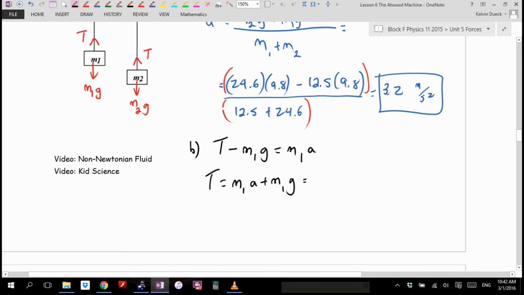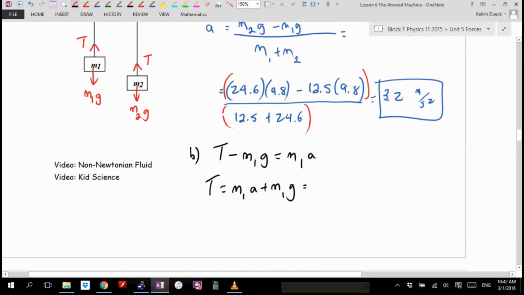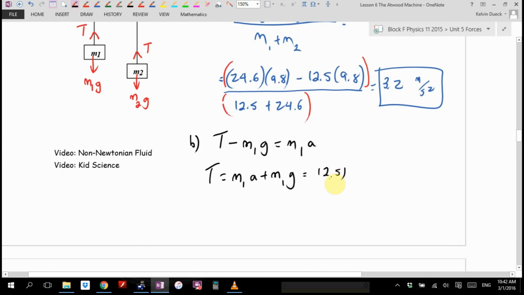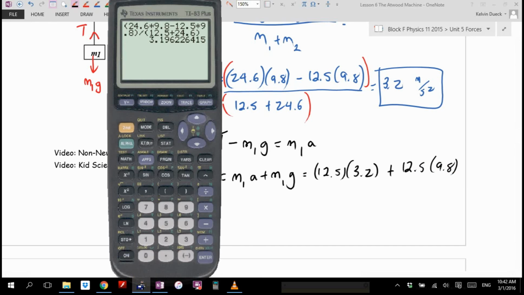And I still have A stored on my calculator, so I'm going to go, what was M1? M1 was 12.5. I'm going to write 3.2, but I'm going to use my answer button. You get 162.4, 162 newtons?